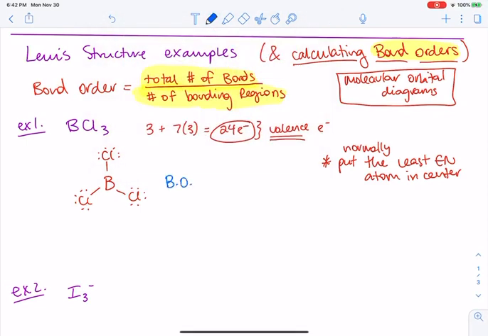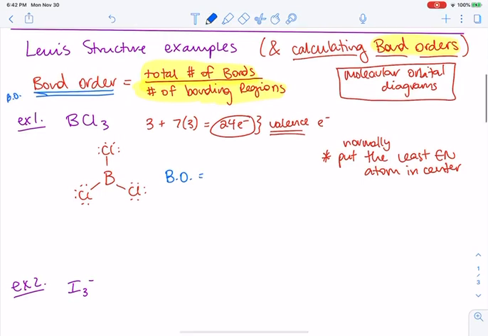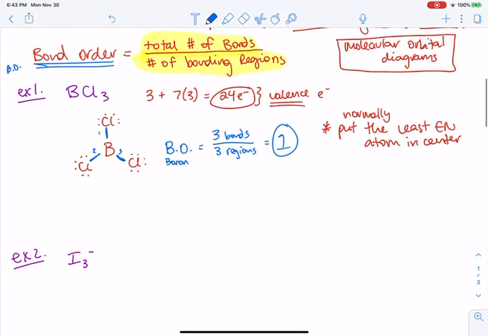Bond order, right? I'm calling bond order BO. So the bond order is going to be equal to the total number of bonds. So we have 1, 2, 3 bonds. 3 bonds over how many regions? 1, 2, 3 regions. So 3 regions. The bonding order here is 1. It's the bond order for boron, by the way. And that should make sense because all you see is single bonds.